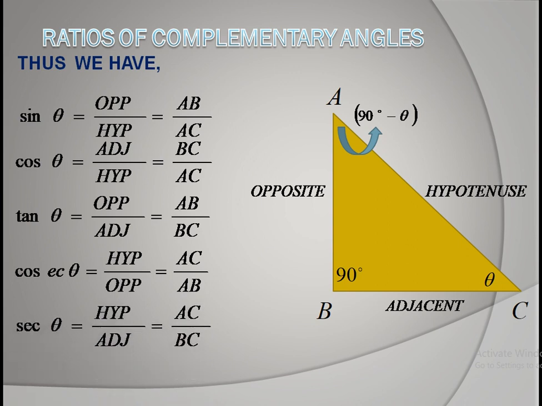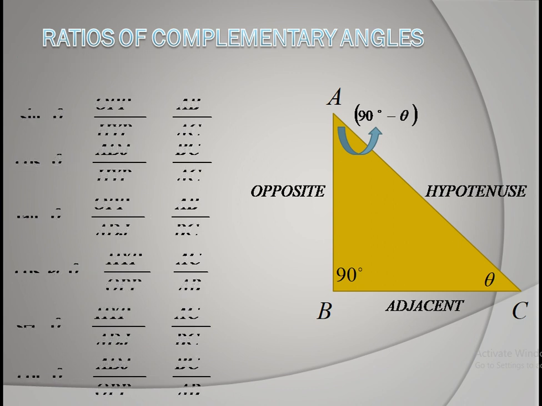Next, sec theta. We know sec theta is equal to hypotenuse by adjacent. Here the hypotenuse is AC and the adjacent is BC. So sec theta is equal to AC by BC. Next, cot theta. We know it. Cot theta is equal to adjacent by opposite. Here the adjacent side is BC and the opposite side is AB. So cot theta is equal to BC by AB.